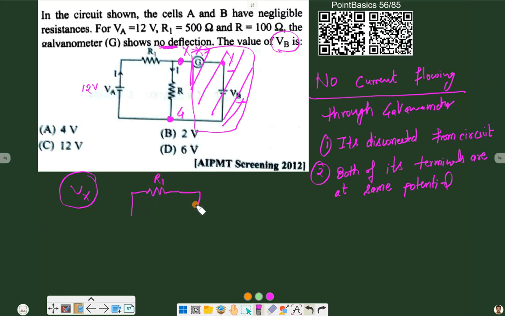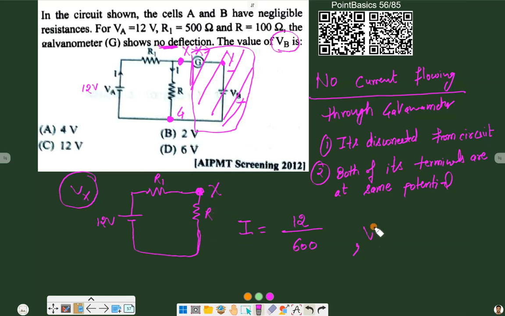R1, R. Here we have VA. Value of VA is 12 volt. And we have to find out potential at this point X. So for that, current in the circuit will be I, potential by total resistance R1 plus R, so 500 plus 100, 600. This is the current.